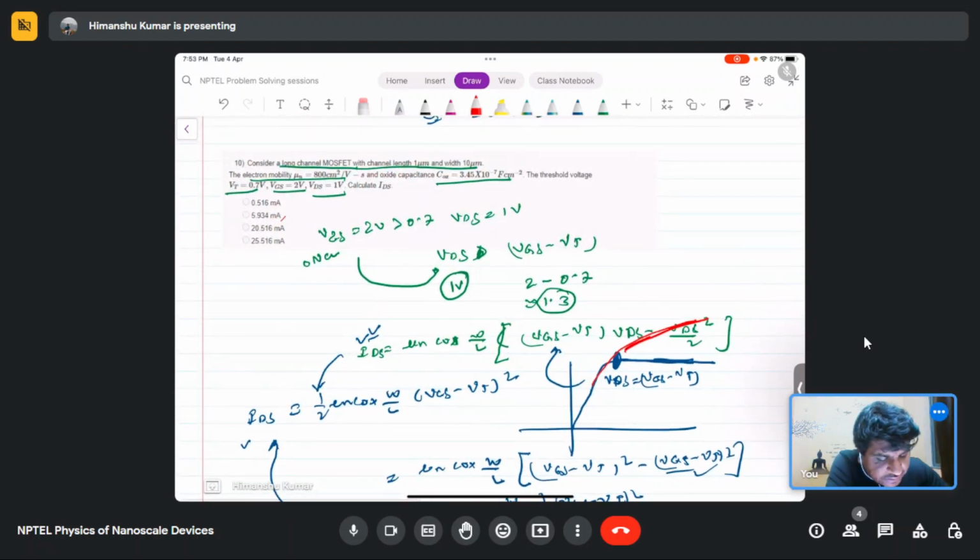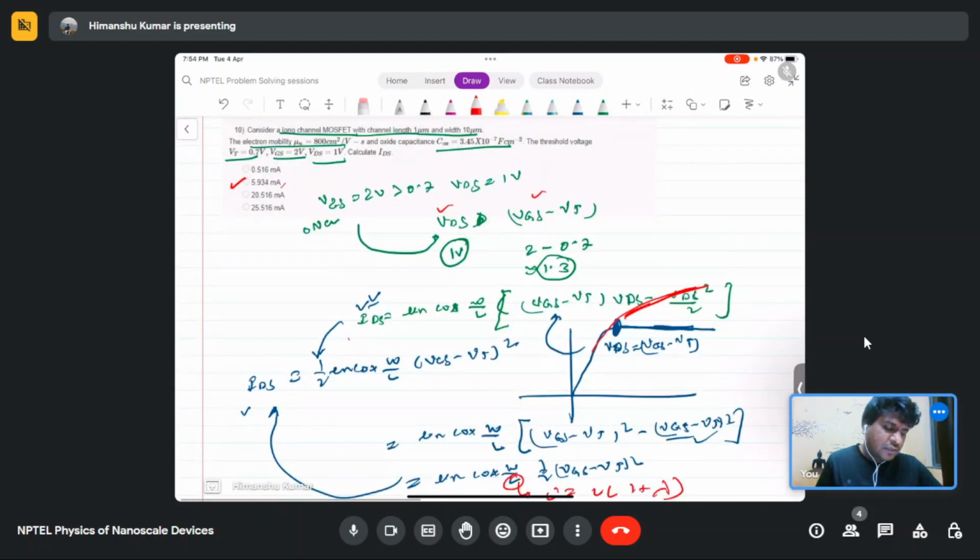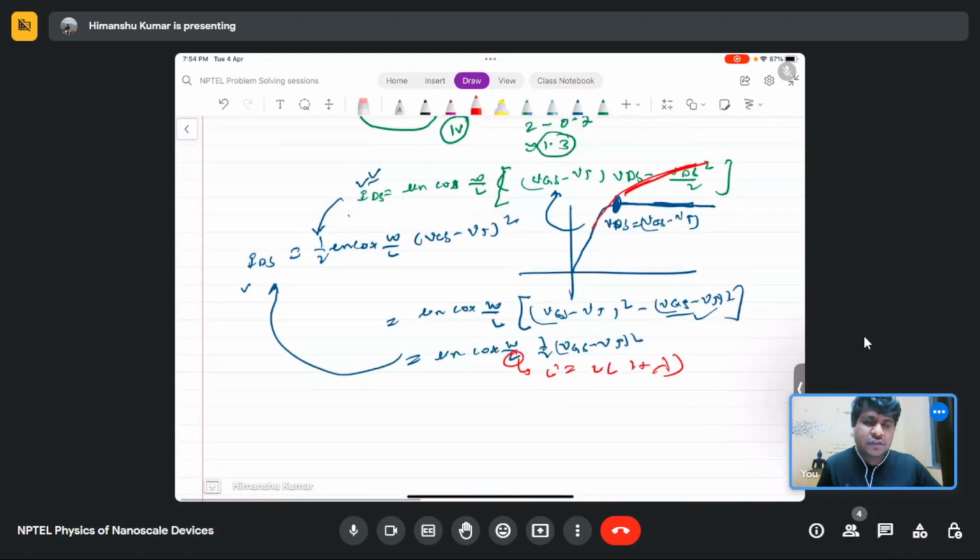So now in this case VDS is less than VGS minus VT, so the transistor will be in the triode region. If we put all the values, we know VDS, we know VGS minus VT. If we put them in this equation, then we'll reach 5.934 milliampere. So you can solve it exactly by putting in all the values. This is just a straightforward formula substitution kind of question after that.